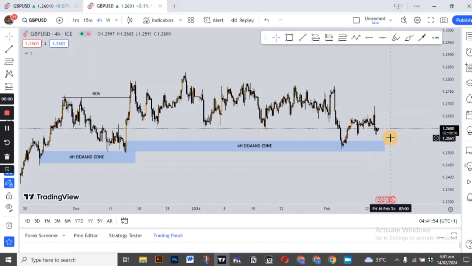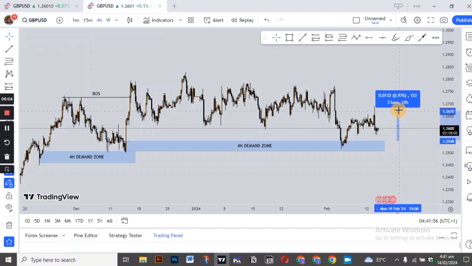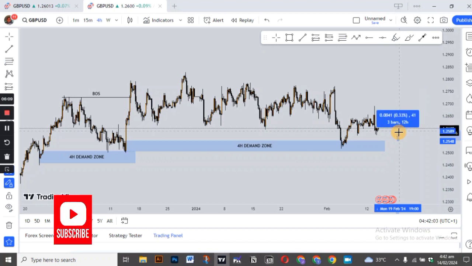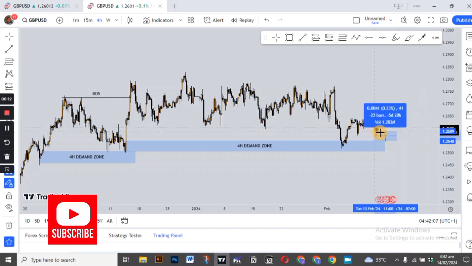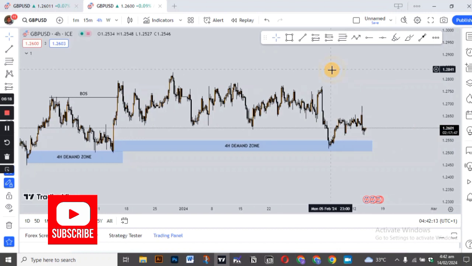Price has moved up from this zone to 137 pips in profit before it started coming down back. But price will still keep going up from here. I'm still continuing to see a buy from this trade.